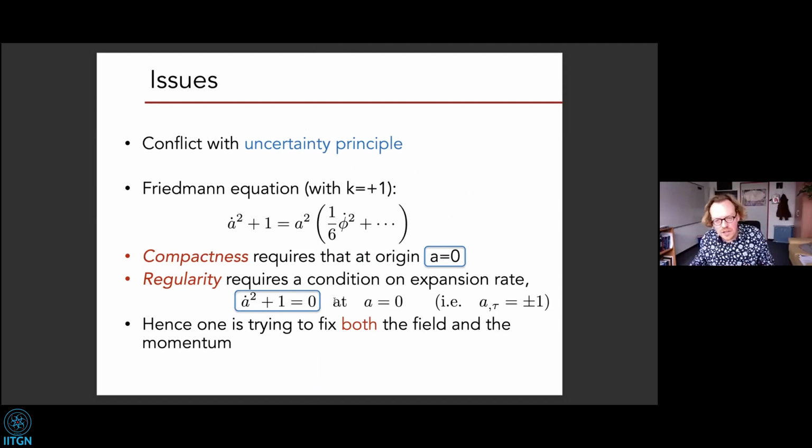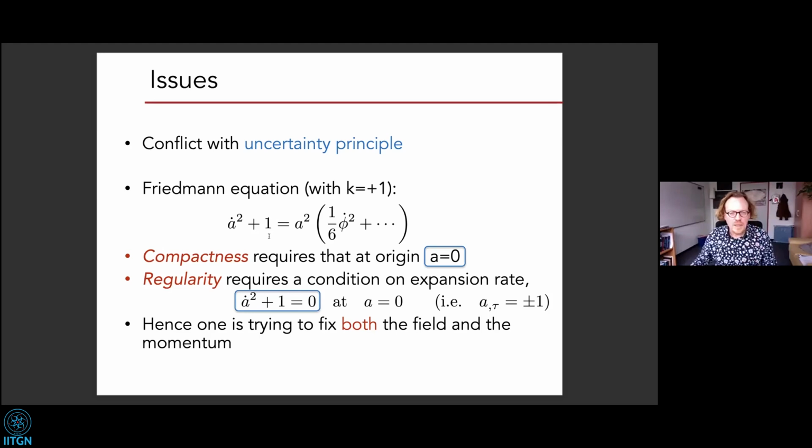Now, it should be said that from the beginning, there were a number of puzzles with this proposal. Let me just mention 3 puzzles. The first is that there is a kind of conflict with the uncertainty principle. You can see this by looking at the Friedmann equation. I've written the Friedmann equation here by multiplying by the scale factor squared, and assuming that the universe has closed spatial sections with positive curvature.